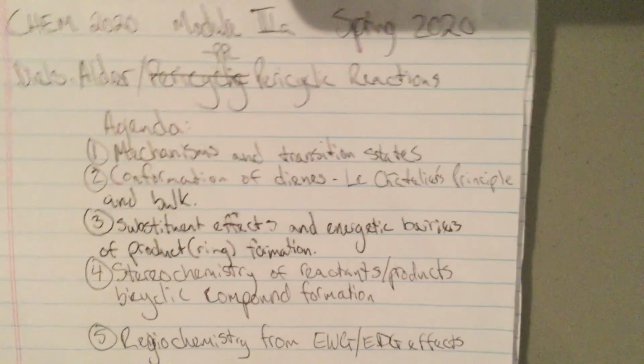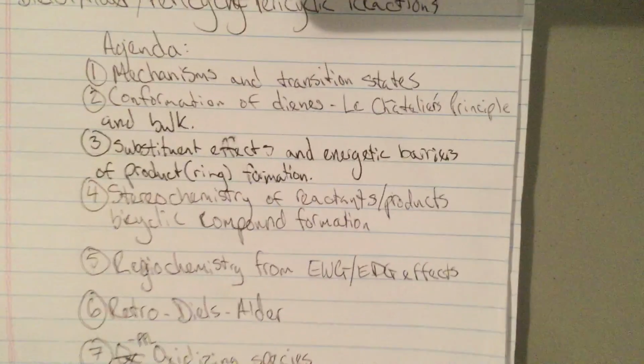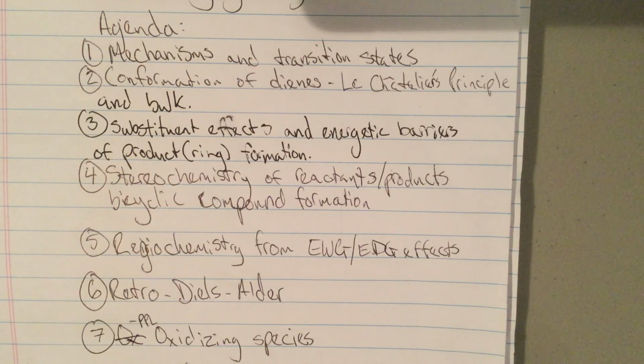Number 4, stereochemistry of reactants and products for the bicyclic compound formation. So that's also referring to exo and endo products, which we'll get into later. Number 5, regiochemistry from electron withdrawing and electron donating effects.